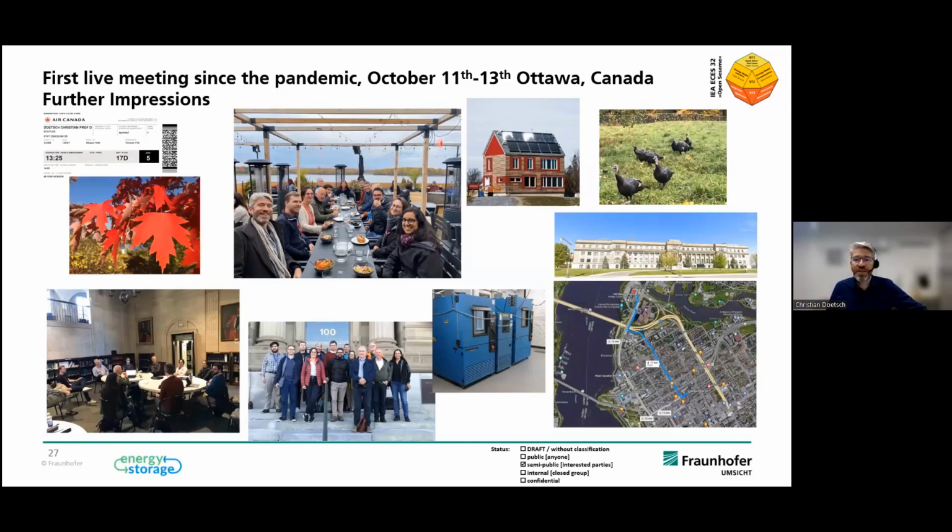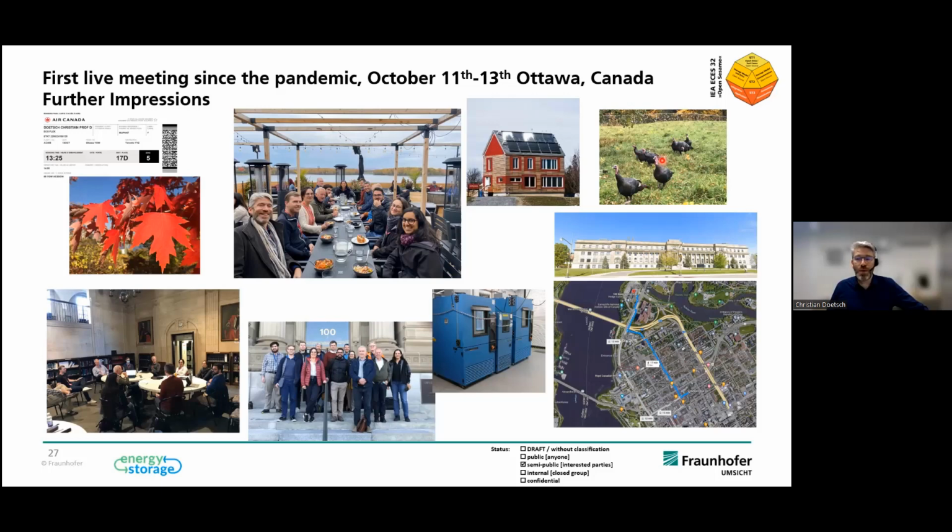And some sightseeing. Sightseeing with the IEA means it's a technical tour and not really sightseeing. This is more technical sightseeing. But you can see on the right-hand side, there are also wild turkeys. This was our wild turkey moment there. They exist. That was really funny in Canada, because all participants were very excited about these wild turkeys. Nobody had ever seen wild turkeys before.